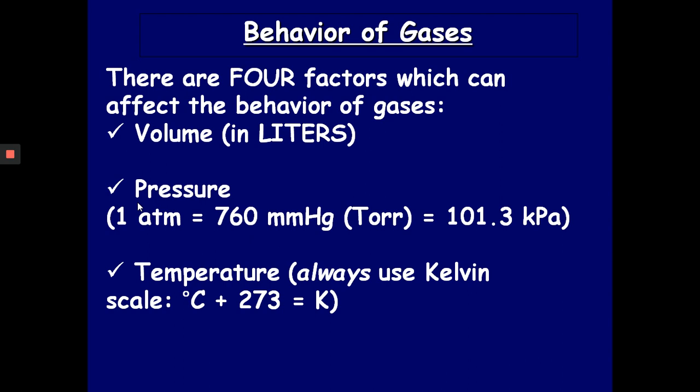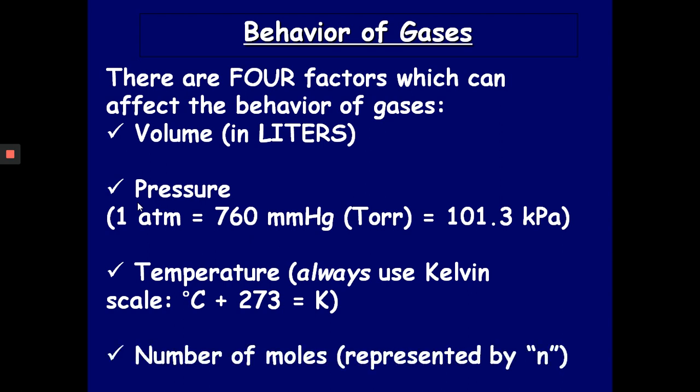The third factor is temperature, and you're always going to use the Kelvin scale for the gas laws. So the Kelvin temperature can be found by simply adding 273 to the Celsius. The last one is the number of gas moles, which is represented by the n.